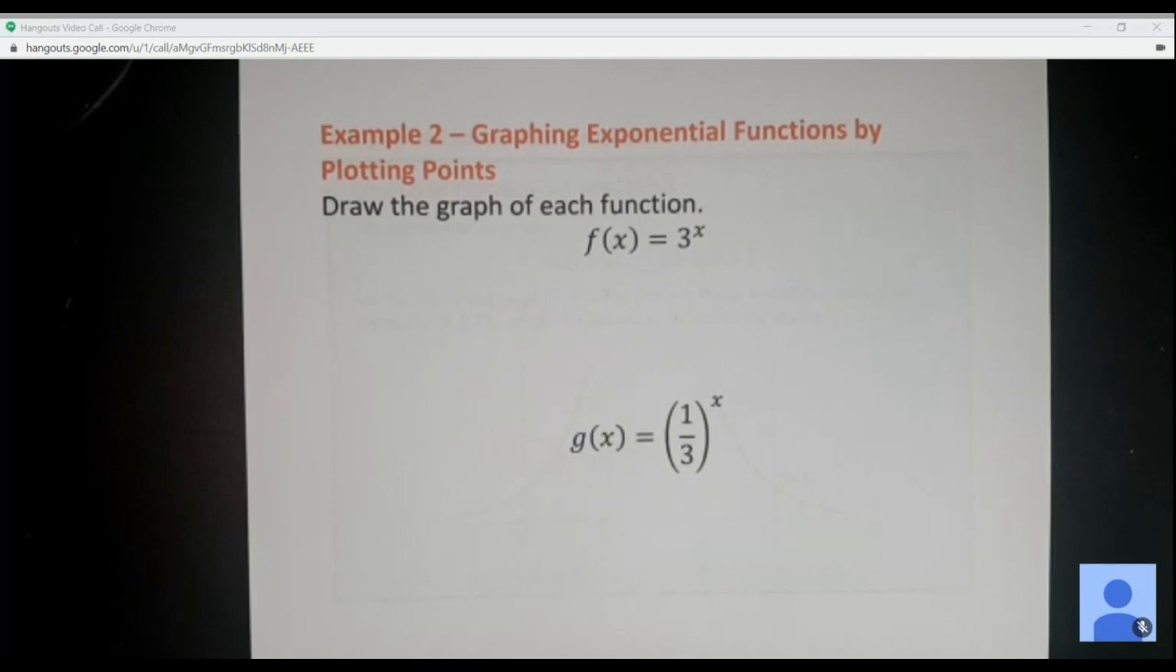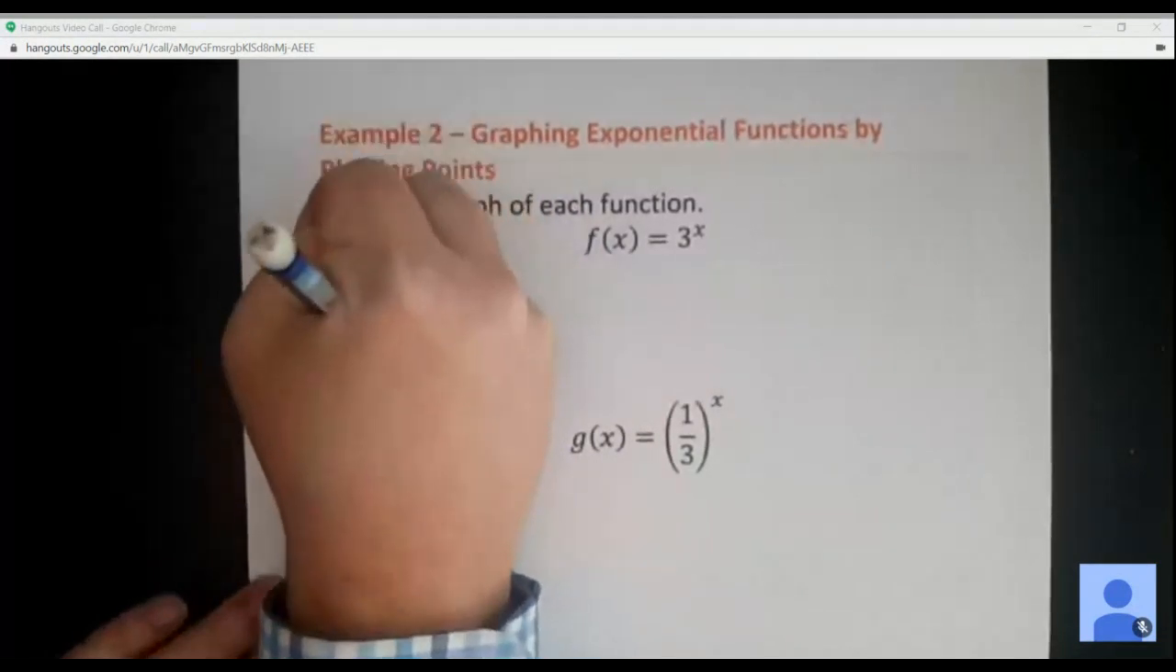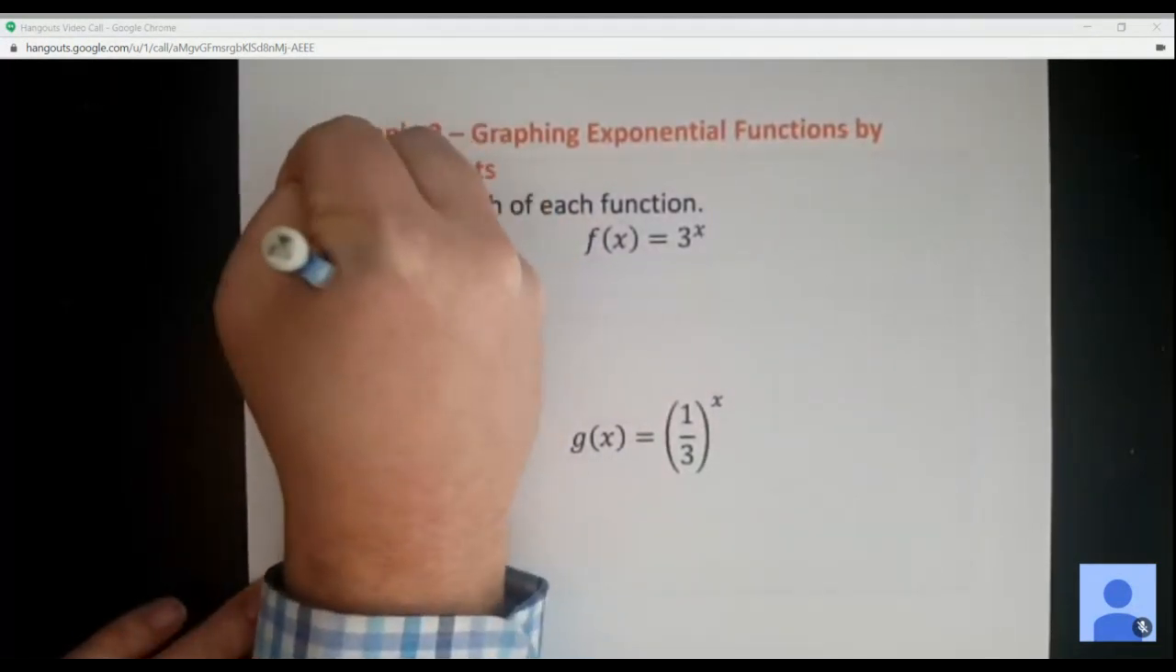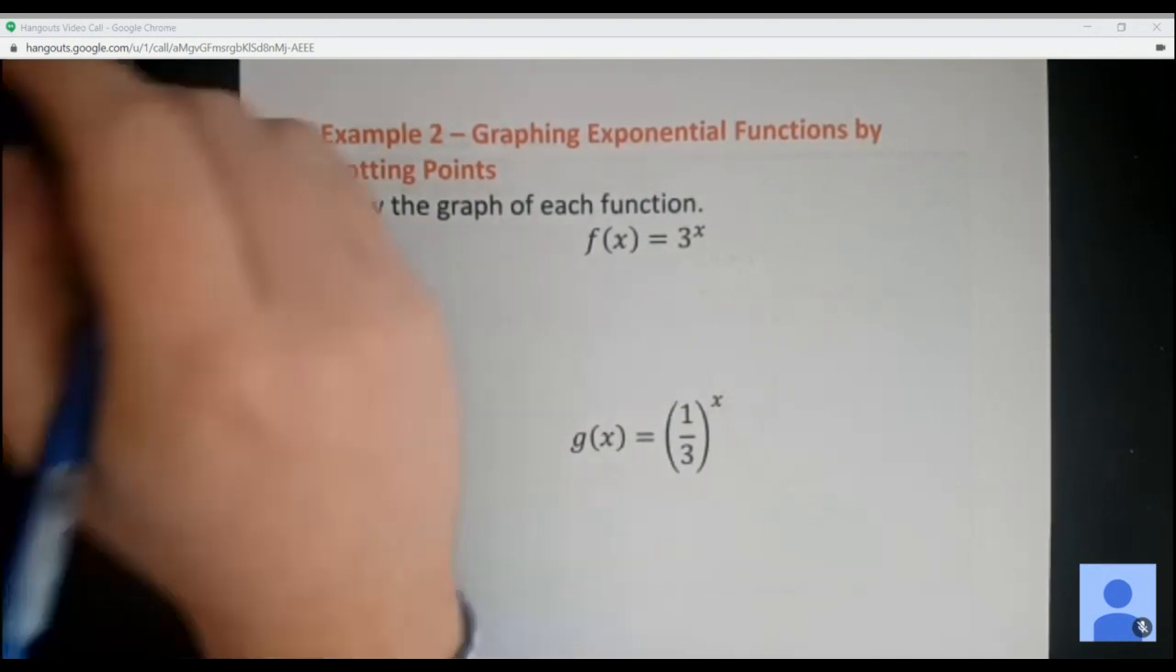Good, right? So we can create a table of values. We can just plug in some numbers and we can see what values we get, right? So that's what I'm going to do here. So I'm going to create a table, X and Y. And so now we just need to choose some X values that we're going to plug in there, right? So what's an X value you want to check? 0, okay? So let's check 0.